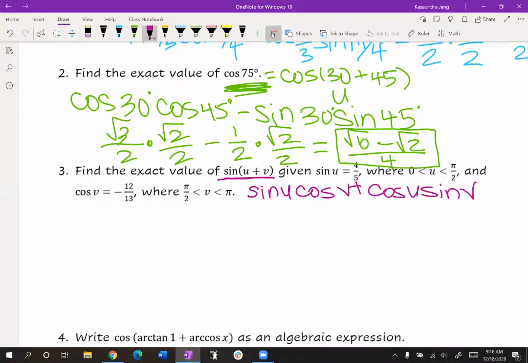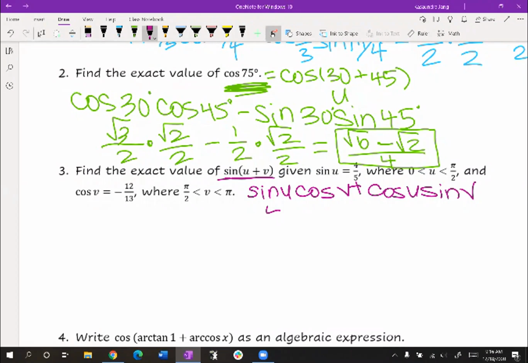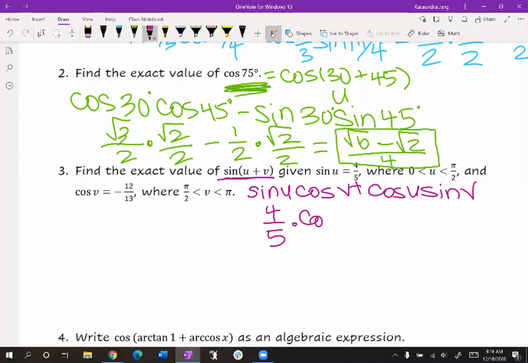All right, so that's my formula for that. And they actually gave me a couple of these. They said sine of u is 4/5. So this guy right here, 4/5 times, I don't know what the cosine of v is quite yet. They didn't, oh, they actually did give me the cosine of v, just kidding. Cosine of v is this guy, the negative 12/13.